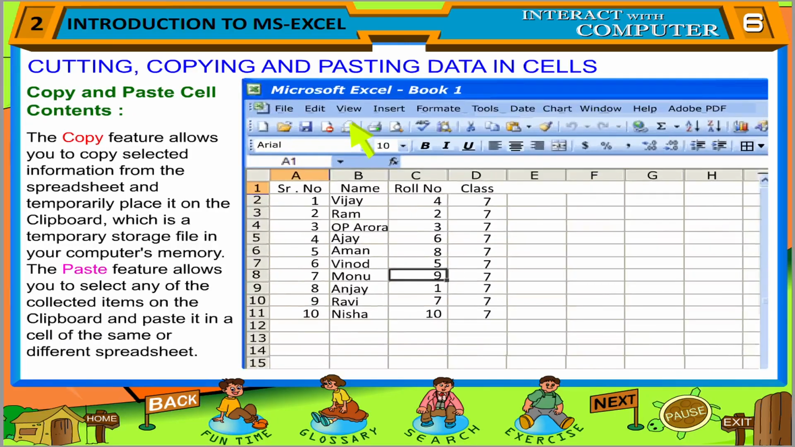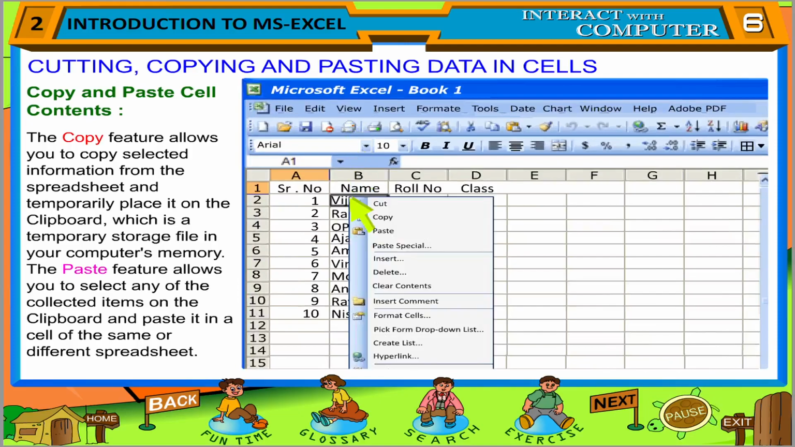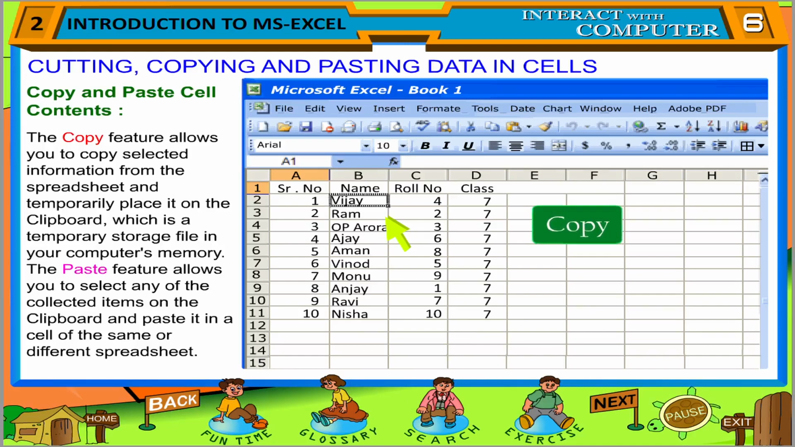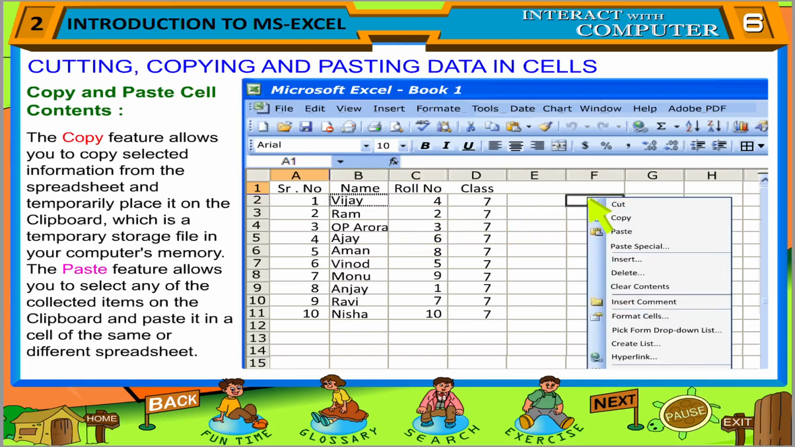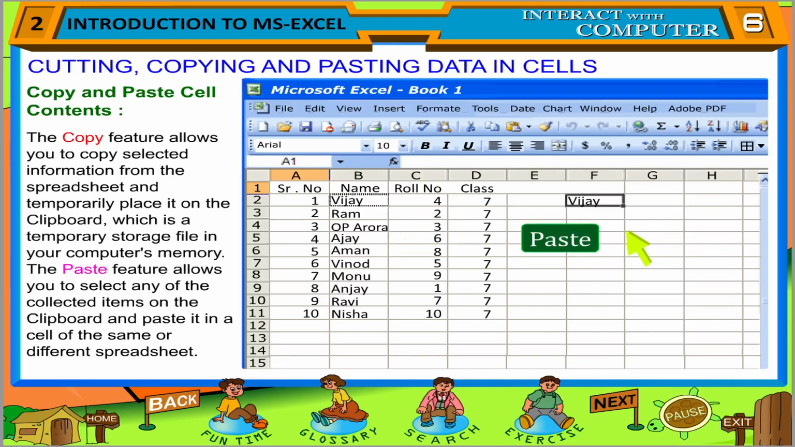Copy and paste cell contents. The Copy feature allows you to copy selected information from the spreadsheet and temporarily place it on the clipboard, which is a temporary storage file in your computer's memory. The Paste feature allows you to select any of the collected items on the clipboard and paste it in a cell of the same or different spreadsheet.